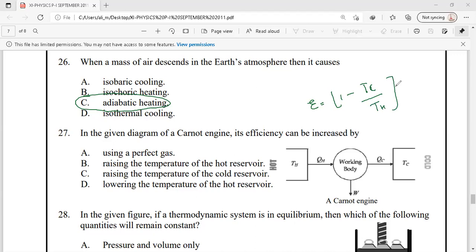So how can its efficiency be increased? Using a perfect gas, raising the temperature of the hot reservoir, raising the temperature of the cold reservoir, or lowering the temperature of the hot reservoir. So by lowering the temperature of the cold reservoir, or by raising the temperature of the hot reservoir. So this is incorrect. By raising the temperature of the cold reservoir, the temperature difference will be less. So this is incorrect. So the correct answer is raising the temperature of the hot reservoir. Option B is the right answer.